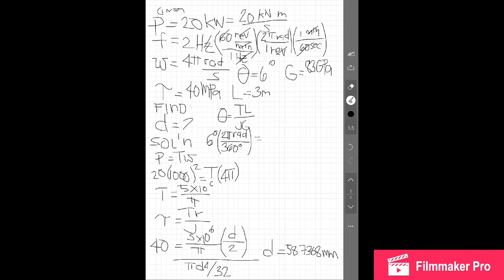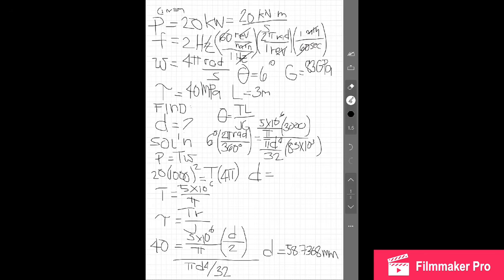So, equals to the torque, na kino-compute natin kanina na 5 times 10 to the 6, over pi, multiply by the length of the rod. So, siya ay 3 meters, so gawin ko ng 3,000 over G. So, pi d raised to 4 over 32 multiply by G na 83 gigapascal. So, magiging 83 times 10 to the 3 siya pag kinonvert natin to megapascal. So, what is the value of d?